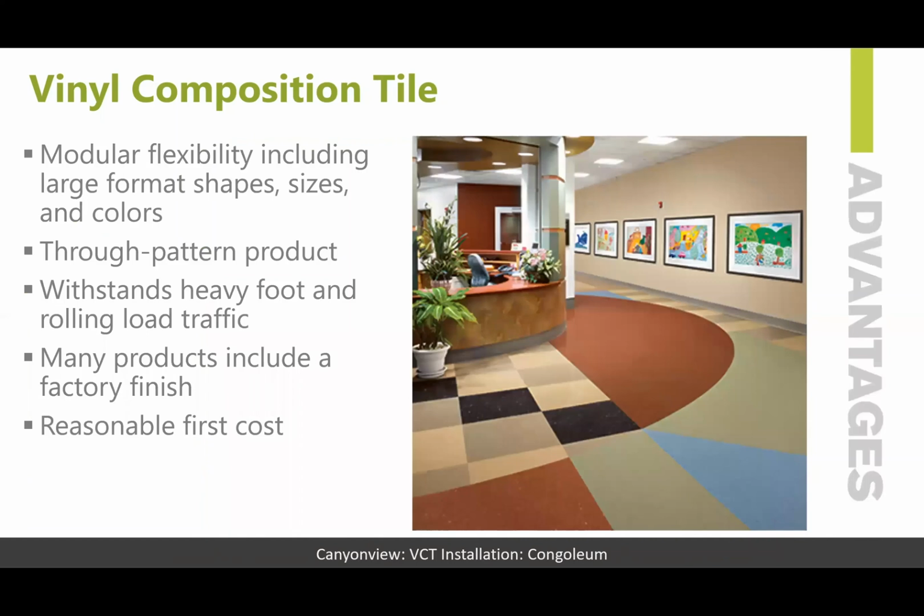Advantages of vinyl composition tile include the modular flexibility. It does have large format, shapes, sizes, and colors. It is a through pattern product, which means that when you have something happen at the surface, it still is all the way through the product in terms of the patterning and the design. It withstands heavy foot and rolling traffic, and many products include a factory finish. It has a very reasonable first cost, which is why it is often specified, particularly for budgets that are incredibly tight.